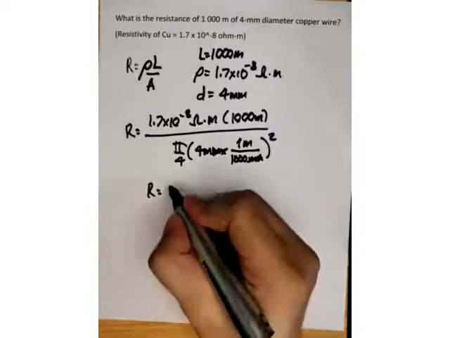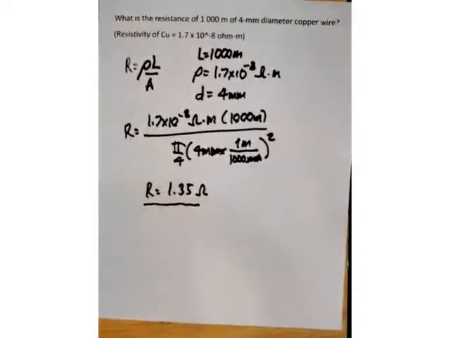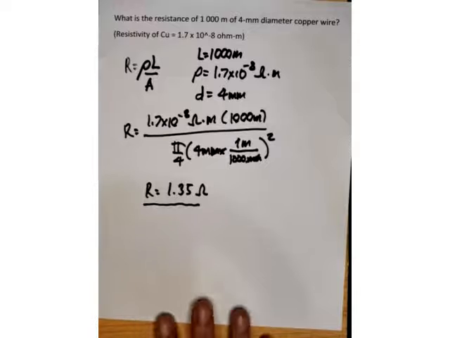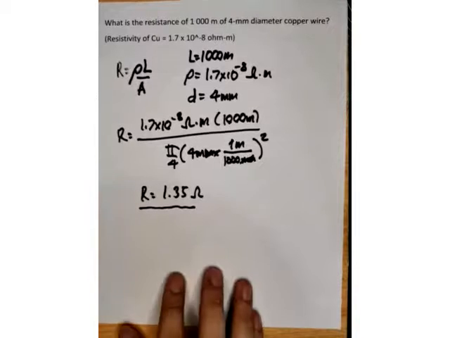One point 35 ohms. Tama ba ako? 1.35 ohms. Hindi, baka mali ako ng compute. 1.35. Okay? Tama ba? Okay, so let's have another one.